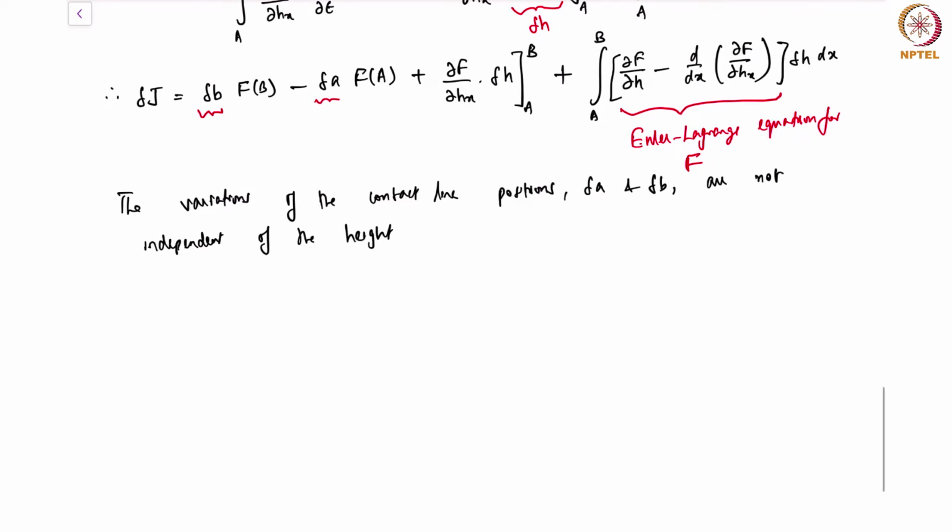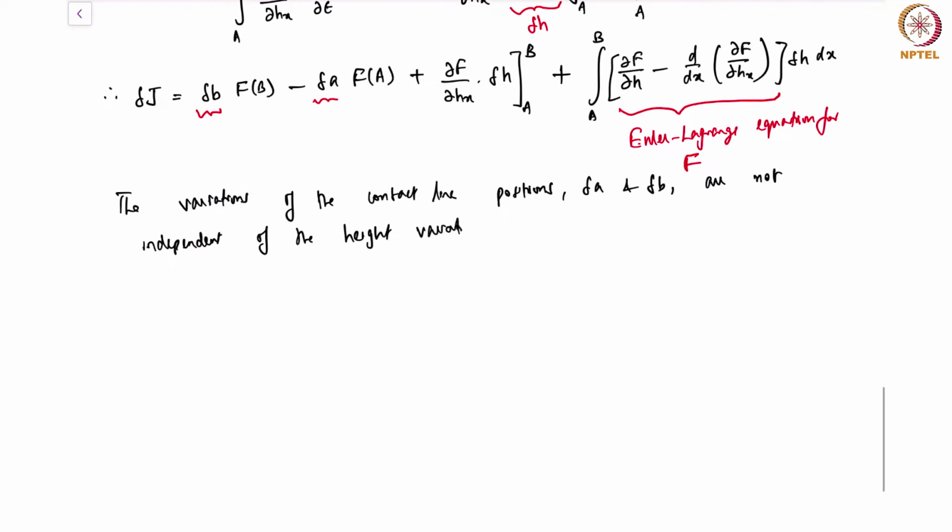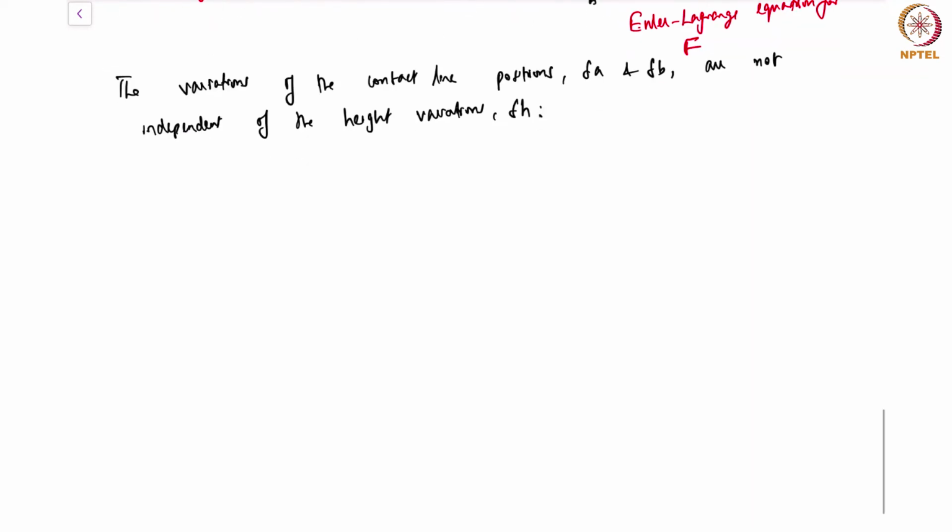Height variations, right? So what do I mean? For example, if you take a contact line here, if I were to zoom in to the region near the contact line, let's say this is the original contact line, this is A, and there is a variation in the height. Because of some variation in the height, this straightaway impacts the position.